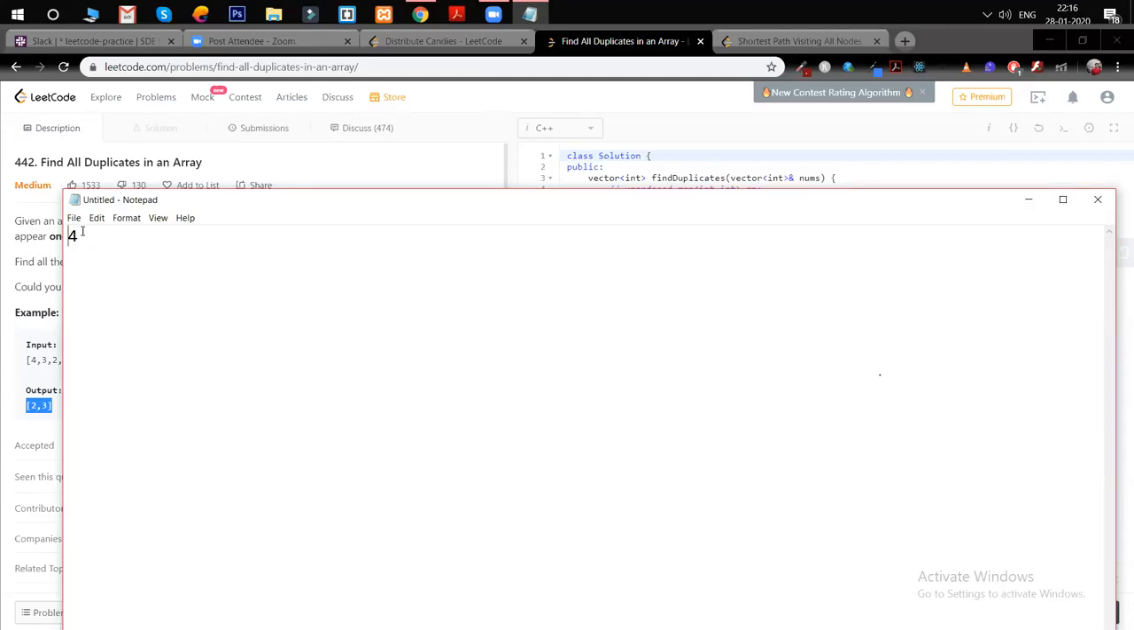Will this be working in order of n? Yes, obviously, we are just taking the XOR of each element of the array, so definitely it will take O(n). Okay, I got it. Thanks.